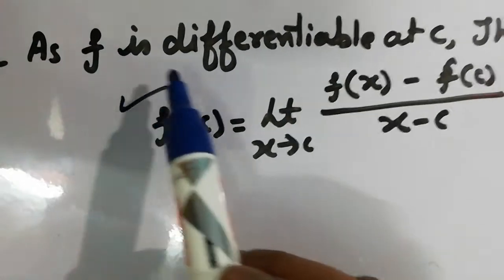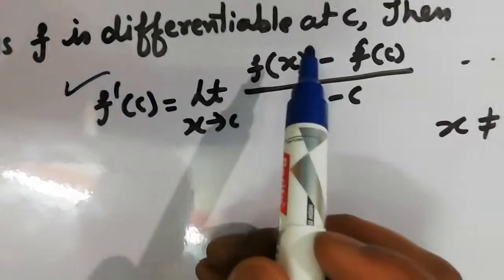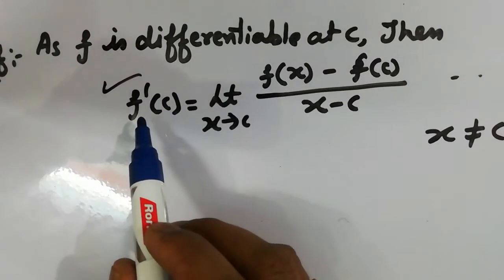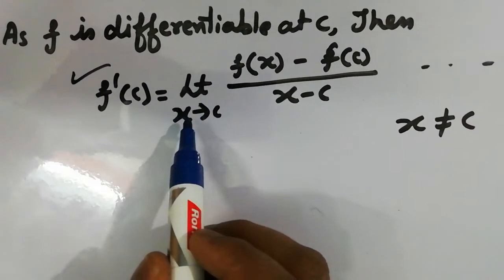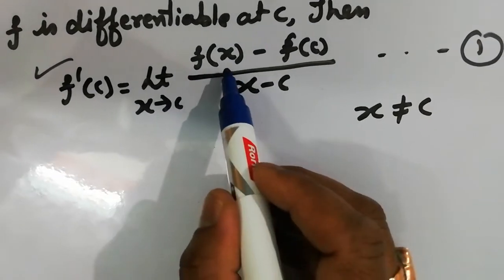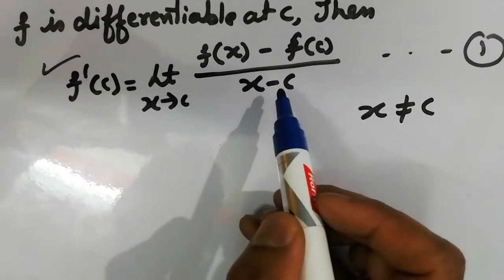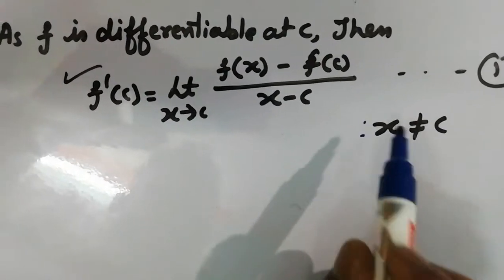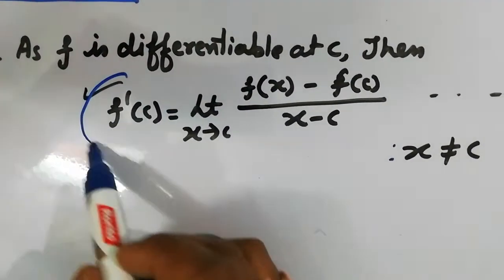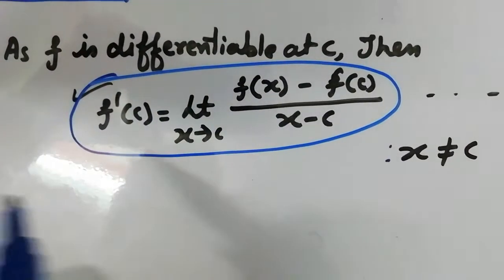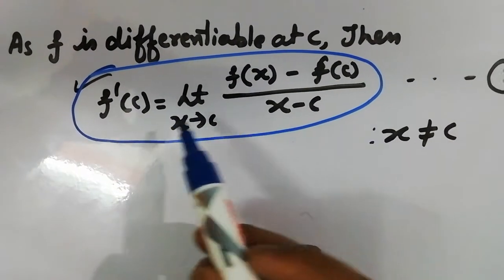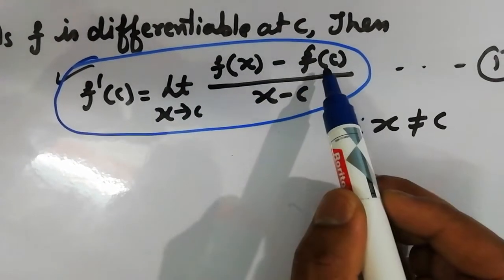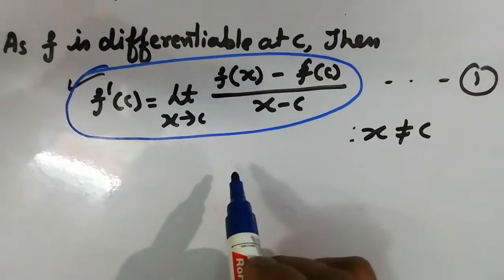Now as we know, if a function is differentiable at point c, then f dash c is equal to the limit as x approaches c of f of x minus f of c upon x minus c, where x is not equal to c. This is the condition when a function is differentiable at a given point c, then this is always equal to the limit as x approaches c of f of x minus f of c upon x minus c.